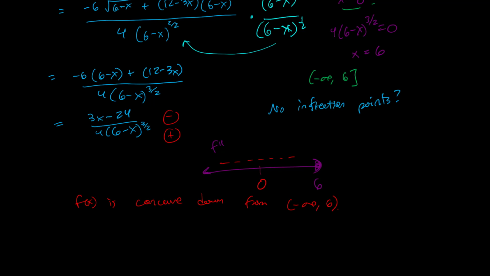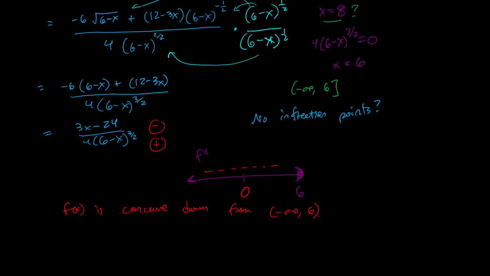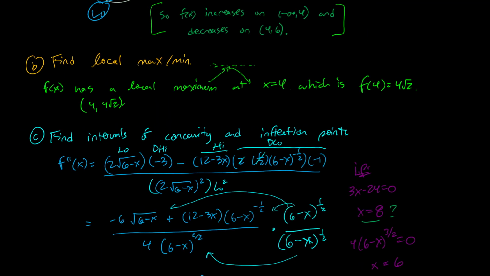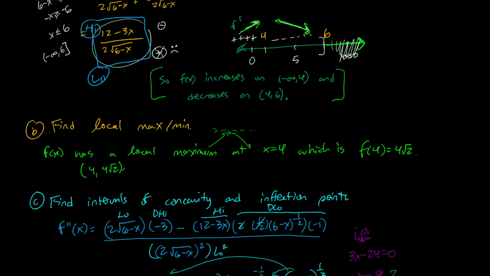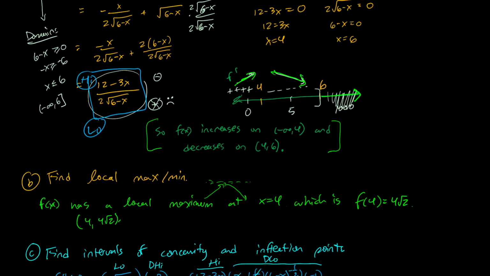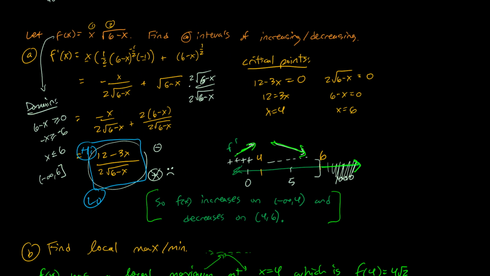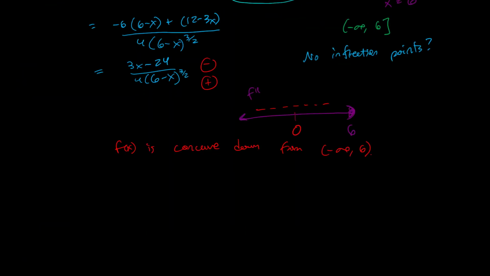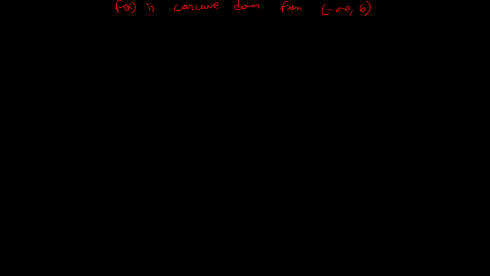Okay, we're concave down. All right, now let's see if we can pull all this together and draw a picture. And let's just recall again, concave down from negative infinity to 6. We have no inflection points. We have a local max at 4, and the y value is 4 root 2. We're increasing from 0 to 4, decreasing from 4 to 6, and our domain goes from negative infinity to 6. Okay, so let's see if we can get a good picture of this.